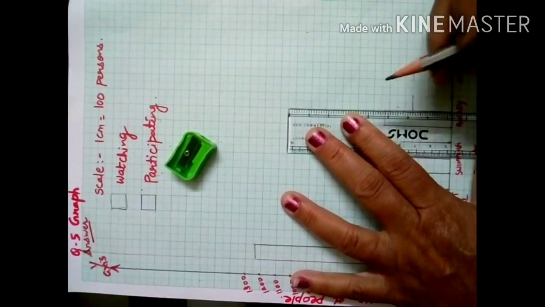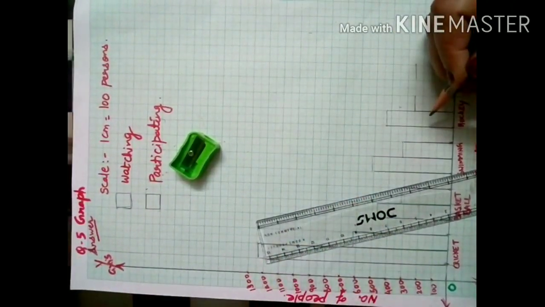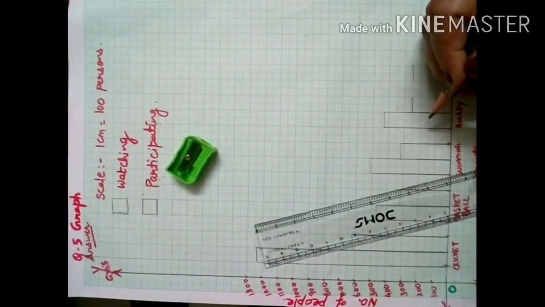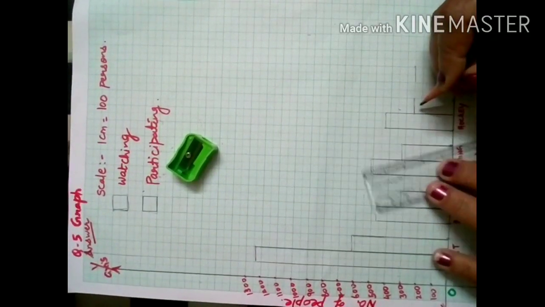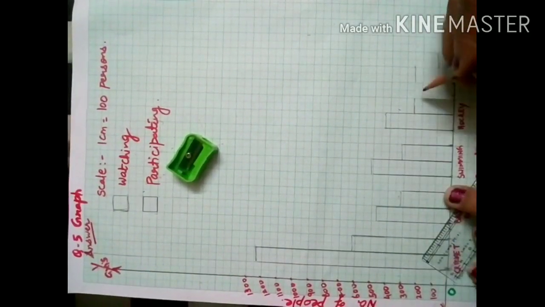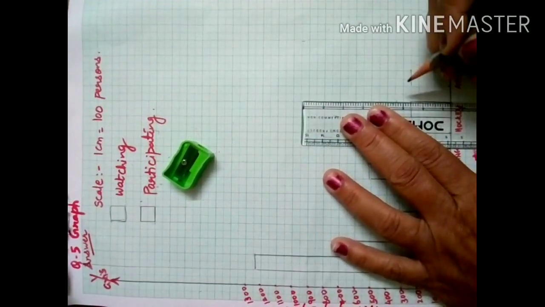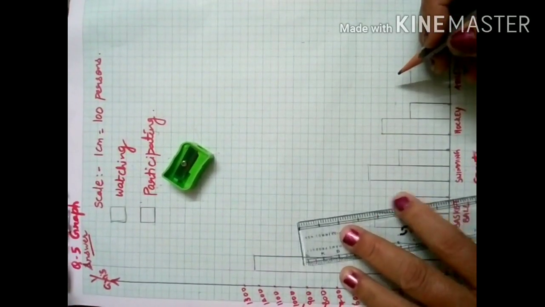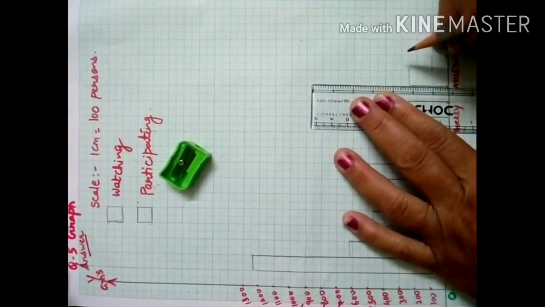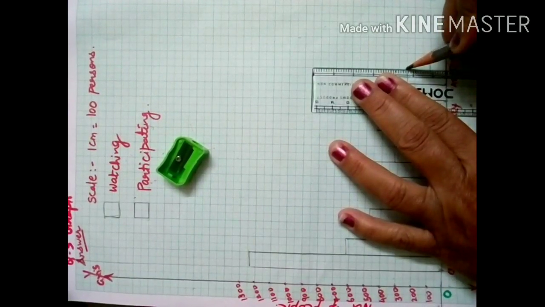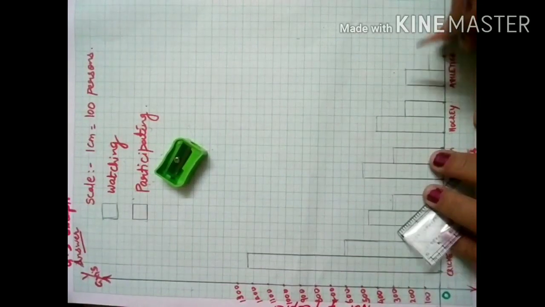This is the first bar for watching, and next one is 250. So in between 300 and 200 will be 250. And athletics is 250. So again 250. This is for watching and 105 for participating.